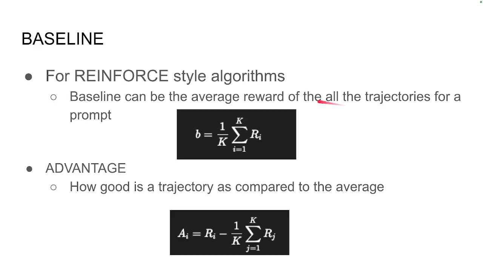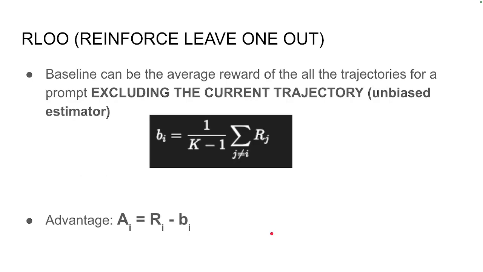And the advantage of a trajectory is basically how good this trajectory is as compared to the average. When you subtract the baseline from the reward of a trajectory, you are signaling how good it is as compared to the baseline, or the average. And many people have come up with different versions of the baseline. One version is called RLOO, REINFORCE leave one out.